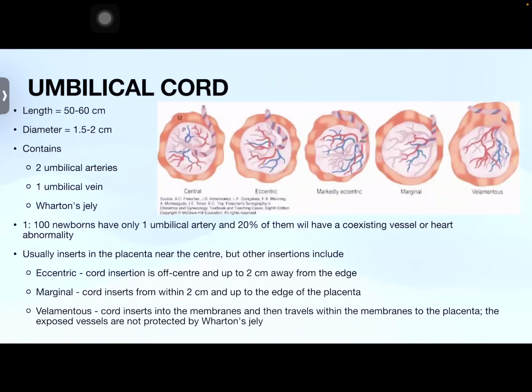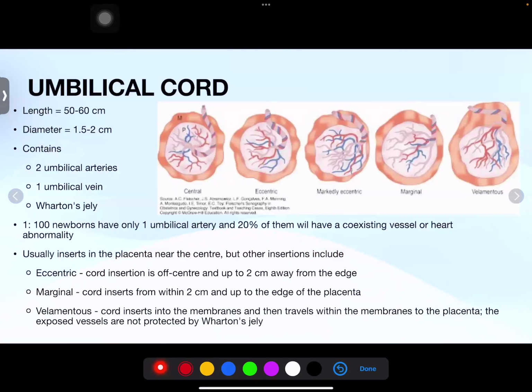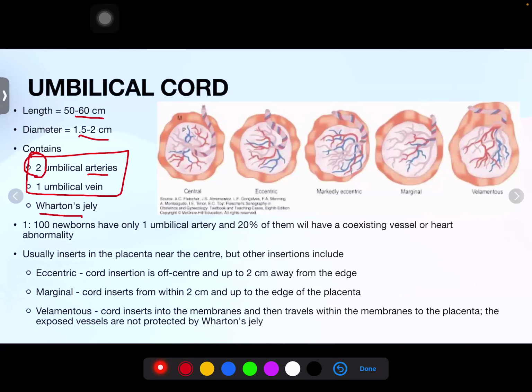Okay. So this is umbilical cord. It is very important. So what is the total length of umbilical cord? It is approximately 50 to 60 centimeter with diameter of 1.5 to 2 centimeter. And what it contains: we have 2 umbilical arteries and 1 umbilical vein. And the Wharton's jelly is a jelly-like material which is between the 2 arteries and vein. So 1 in 100 newborns, 1% you can say, only have one umbilical artery, then 20% of them will have a coexisting vessel or heart abnormality.